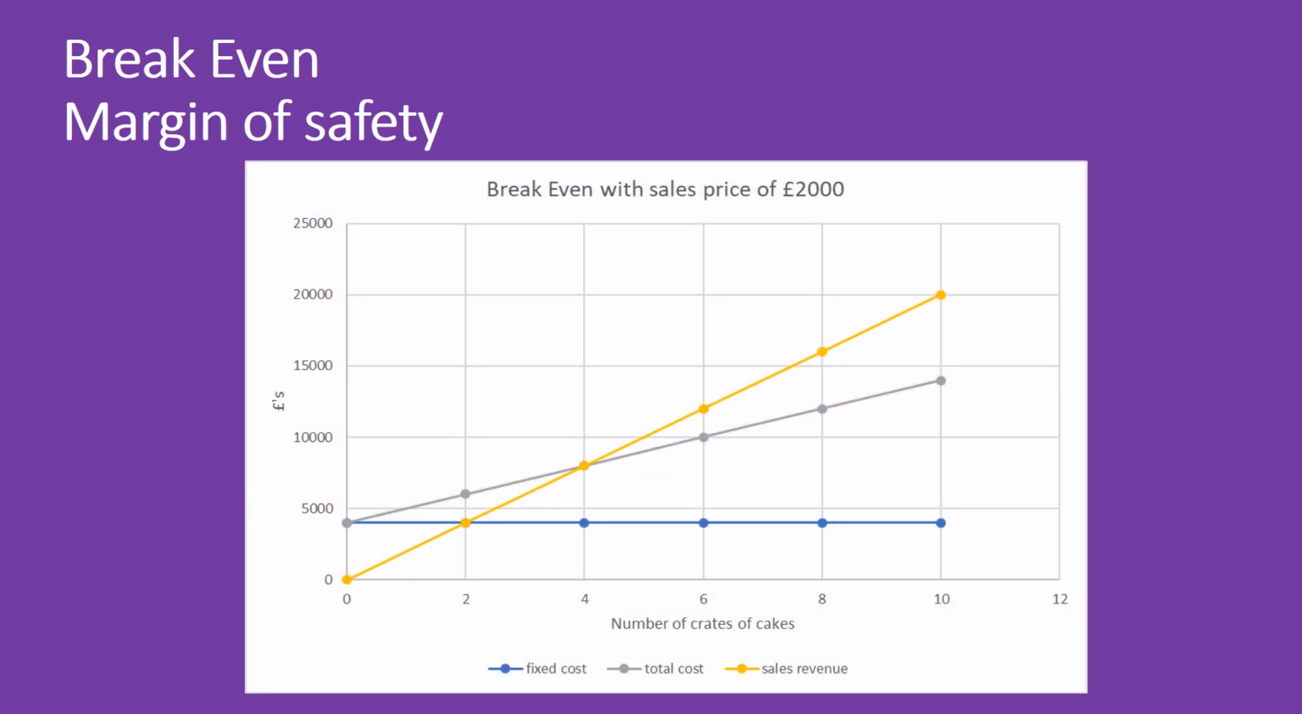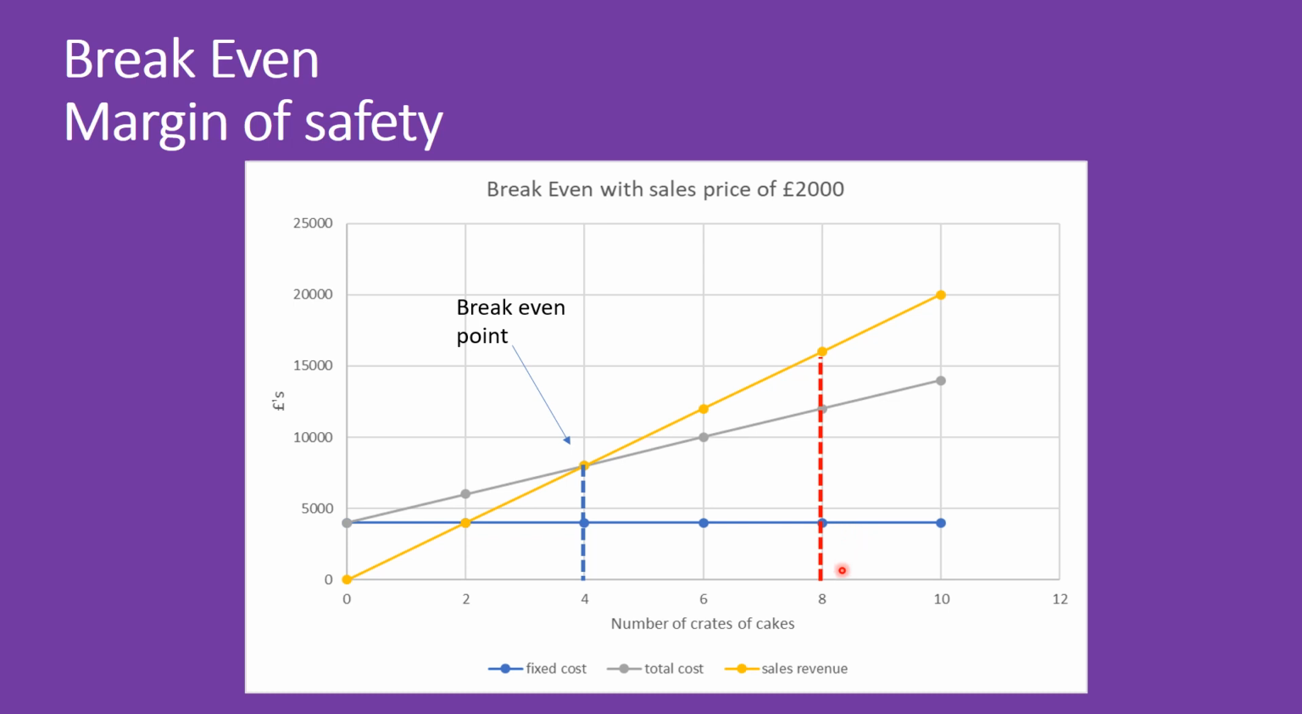You can see you've got the yellow as our sales revenue, we've got the total cost in grey, and we have the fixed cost in blue. And the break-even point here is at 4. So if I sold 4 crates of cakes, I would break even. My sales revenue would equal my total cost. So I know my break-even point, so it's my planned output that I need now.